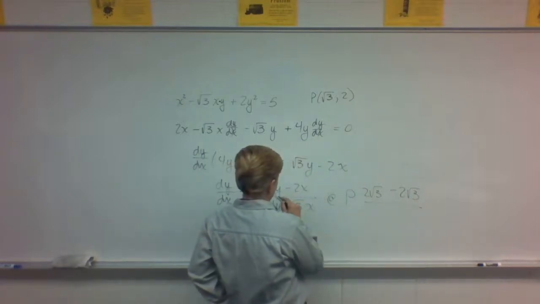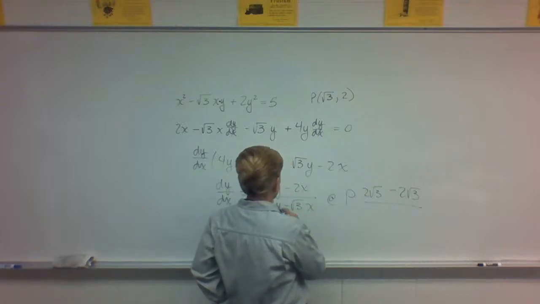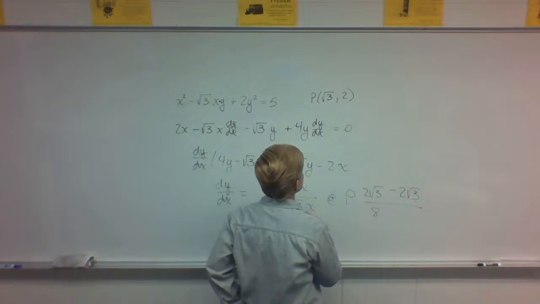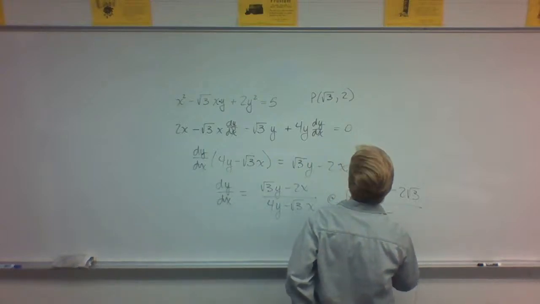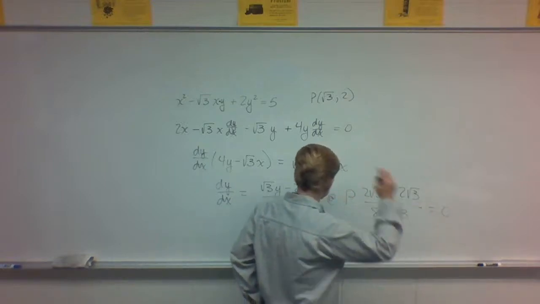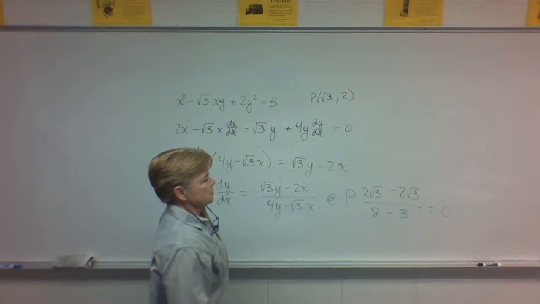Did I do that right? 2 root 3 minus 2 root 3. Well, that's going to be 0. That's going to be 4 times y is 8. And root 3 times x is minus 3. Doesn't matter. 0. So now what?